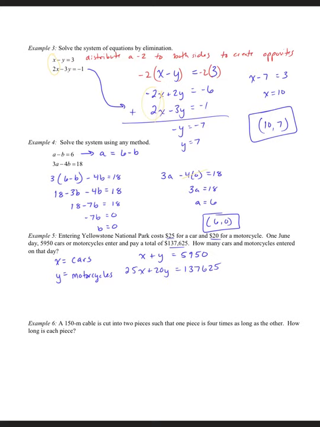So now that you have two equations to create a system, you can now solve to find how many cars and how many motorcycles. Again, you could solve this any way. You could use elimination or you could use substitution. So go ahead and pause the video, pick a method, and solve this.